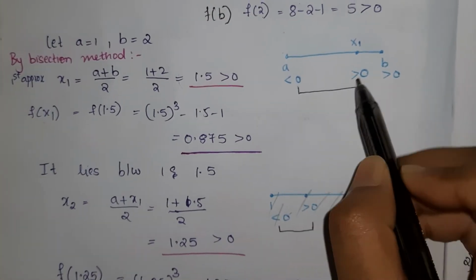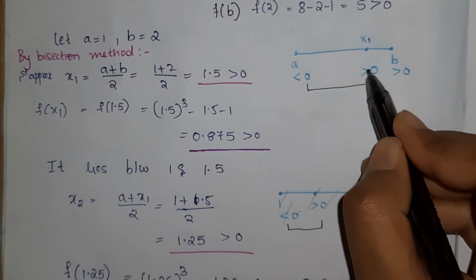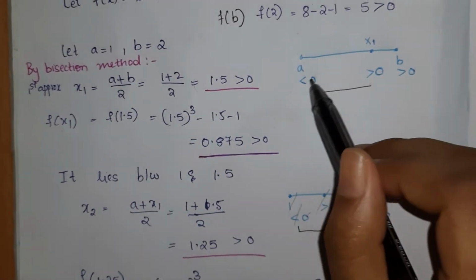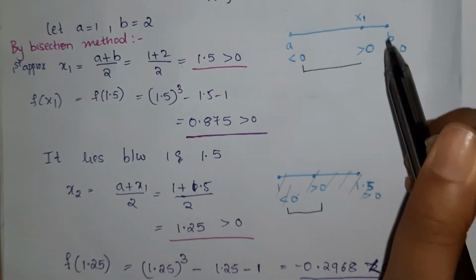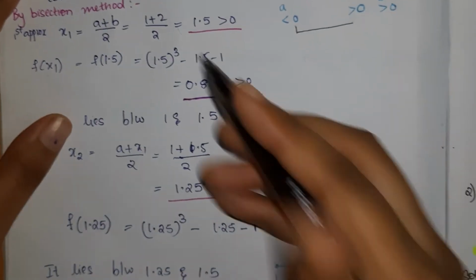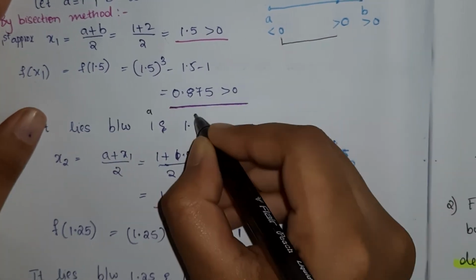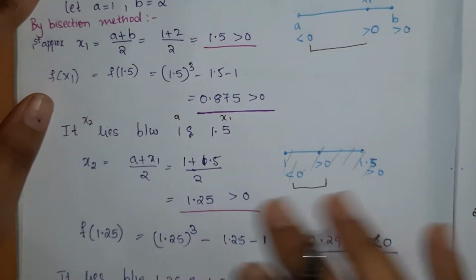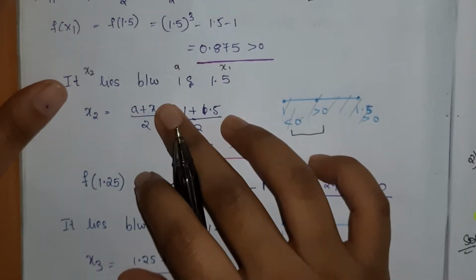Now f of x1 is greater than 0. So if it is greater than 0, then x2 lies between a and x1. This is a, this is x1. So here x2 lies between a and x1.